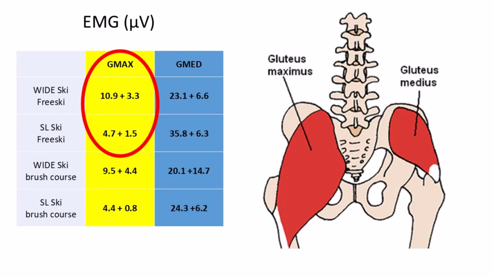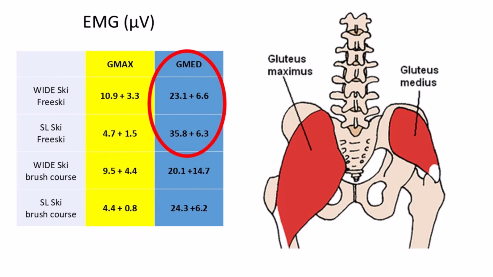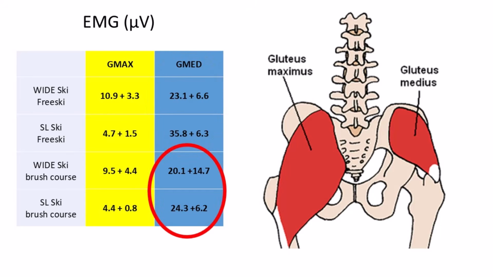The numbers are voltage from the muscles while skiing. The higher the voltage, the more that muscle is involved in the task. So when skiing on a wide ski, the gluteus maximus has twice the voltage compared to the narrow ski. Don't think of this as twice the effort, but think of it as the muscle being used in a different way. Okay, that was free skiing. We can see the same results while skiing a brush course. Looking at the gluteus medius, we see the opposite. Free skiing on the narrow ski in the brush course has more muscle activity. Bottom line, different ski, different muscle activity.